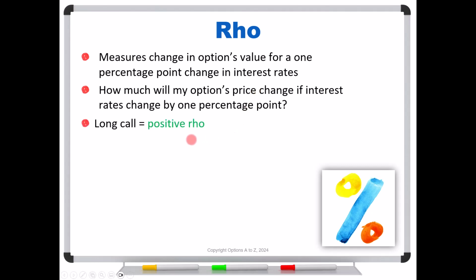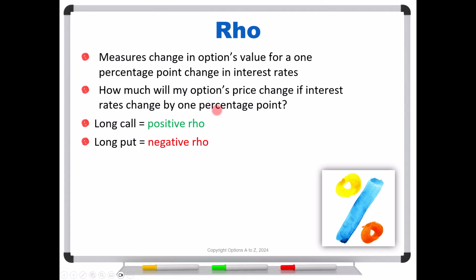If you buy a call, a long call, you have positive rho. They are positively sensitive to interest rates. As interest rates rise, call options are going to appreciate. And if you have put options, they will have negative rho, assuming that you have purchased the put.